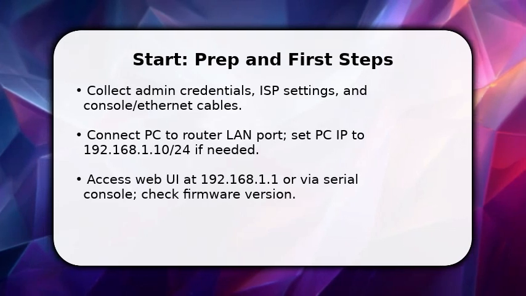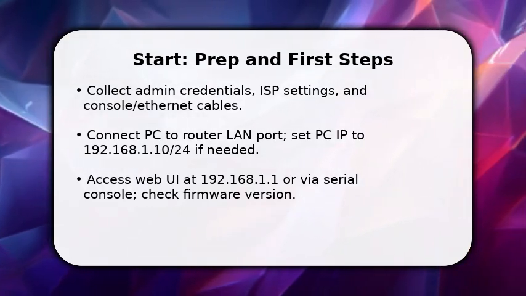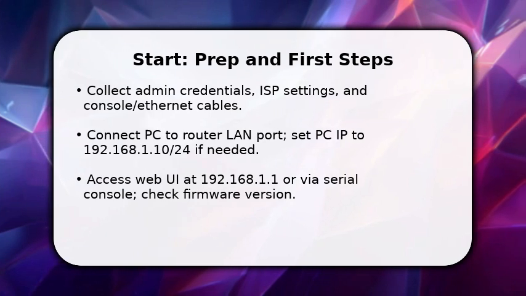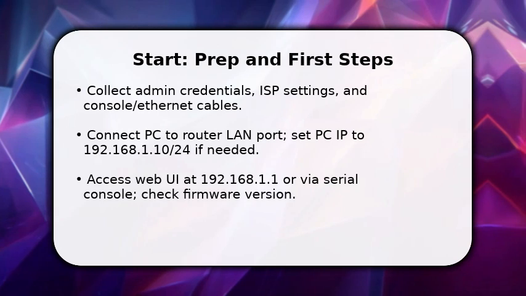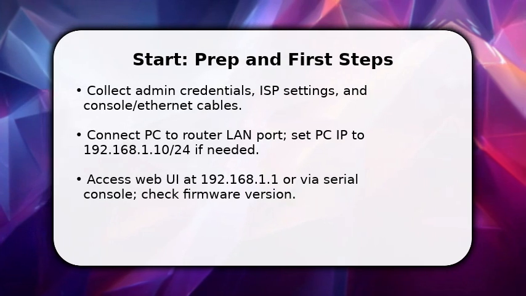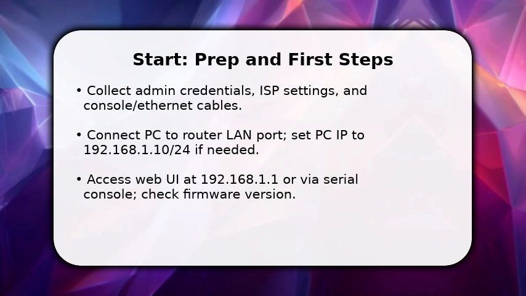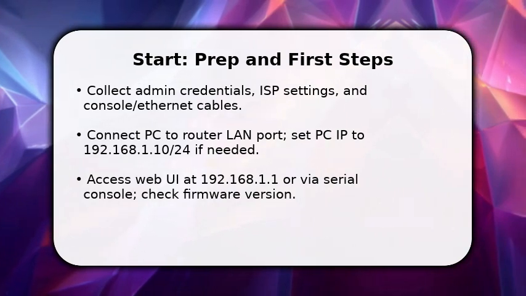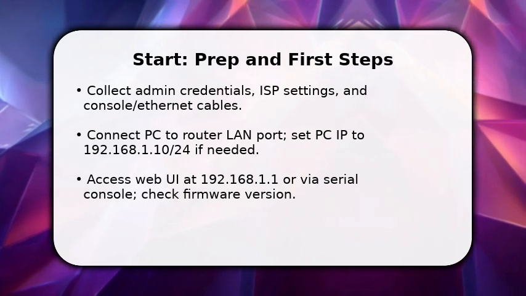You start by gathering what matters: admin credentials, ISP info, and a direct cable. Once connected to a LAN port, set your PC IP to 192.168.1.10/24 if automatic addressing fails, then open 192.168.1.1 in a browser or use the serial console. Change the default admin password immediately to a strong passphrase.